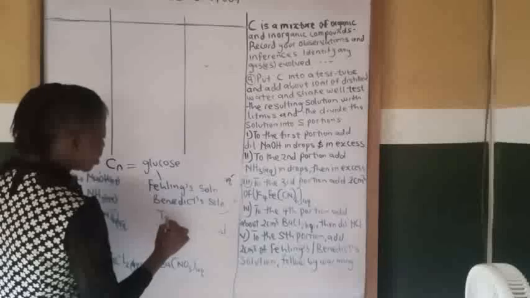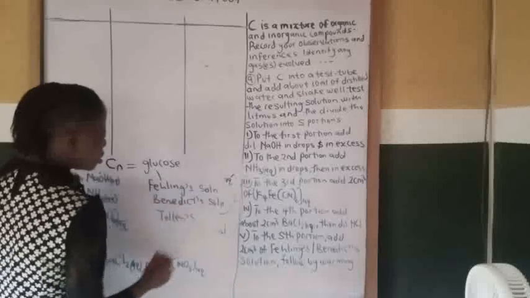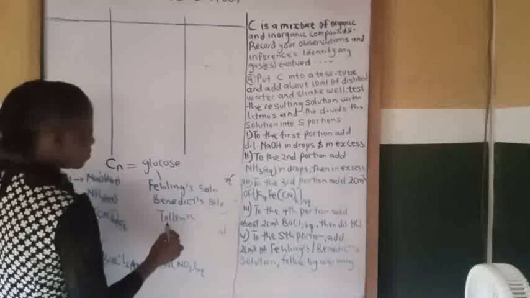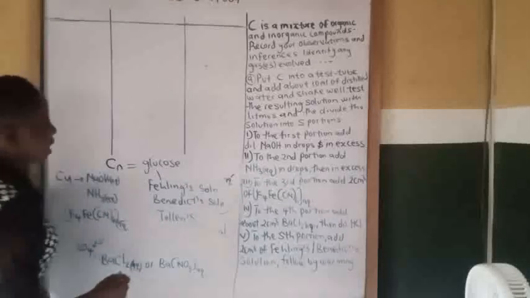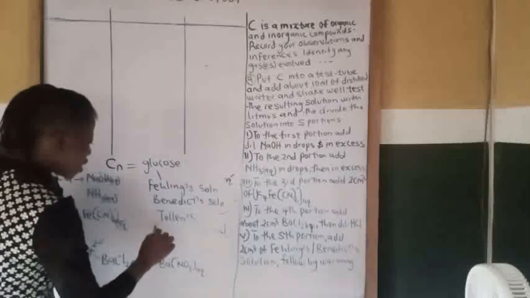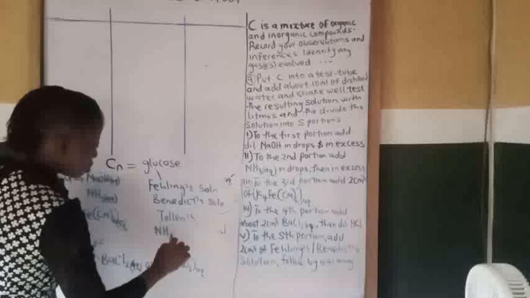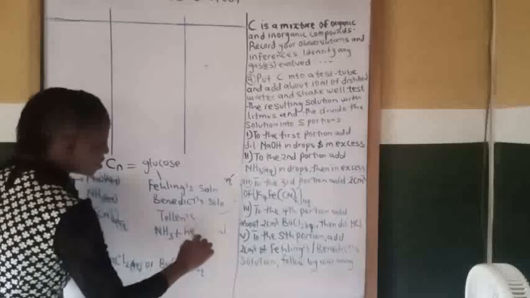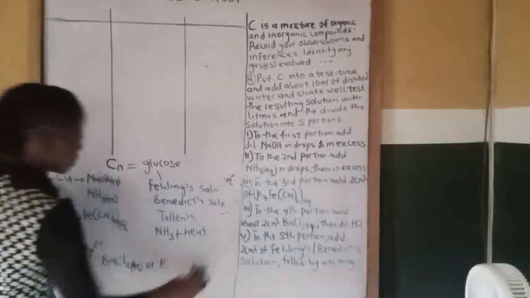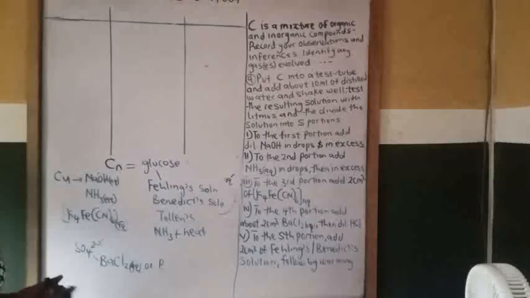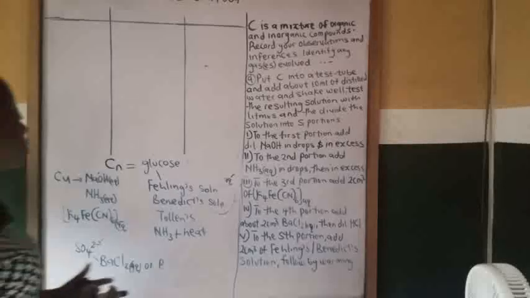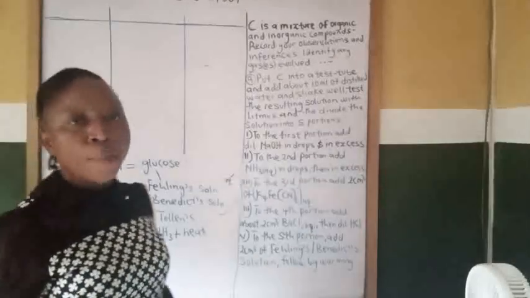Then we can use Tollens' reagent. Tollens' reagent is an ammoniacal solution of silver nitrate. So we can use Tollens' reagent to test for glucose. Then we can also use ammonia, and the solution is heated: ammonia plus heat. So those are the chemical tests that we are going to carry out on our sample C. Sample C is a mixture of glucose and copper sulfate.